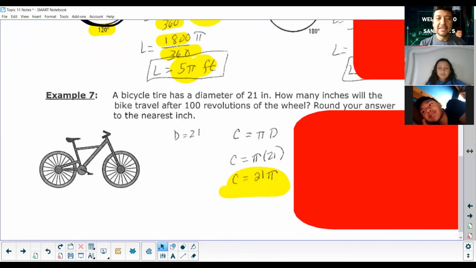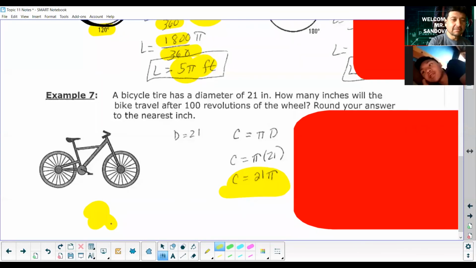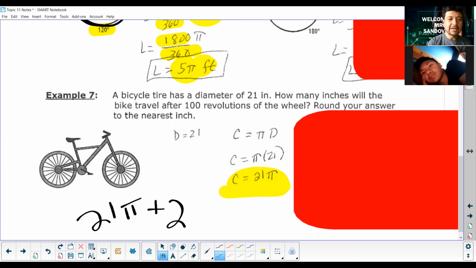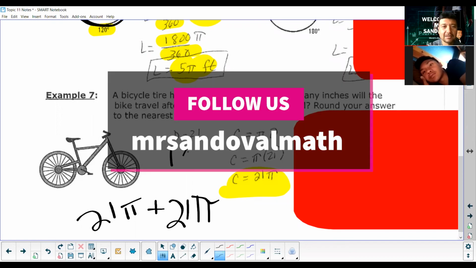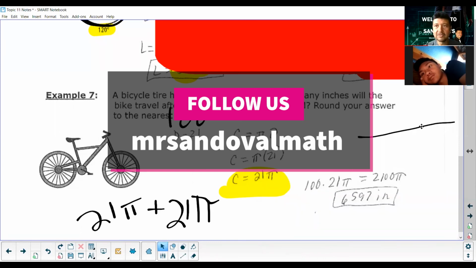Oh, well, you just say that one wheel turn is 21 pi, right? Just one wheel turn. And then if I do two wheel turns, that's 2 times 21 pi. You would need a total of 100 of these, basically. So it's easier to just do 100 times 21 pi. And that's exactly what we do over here, where this is 100 times 21 pi.